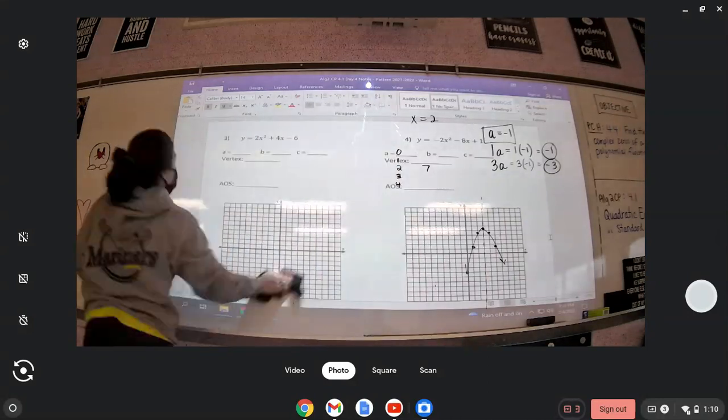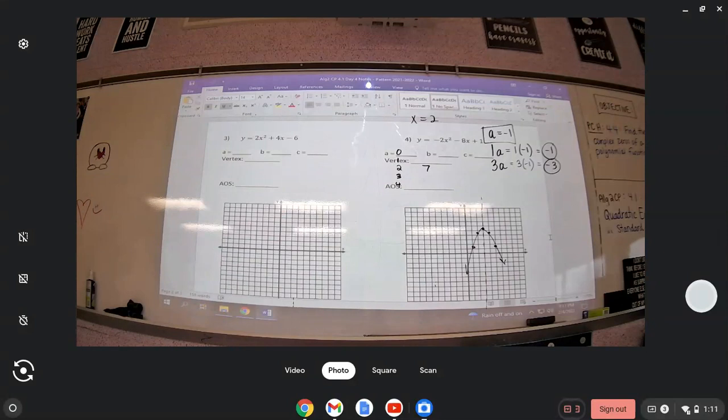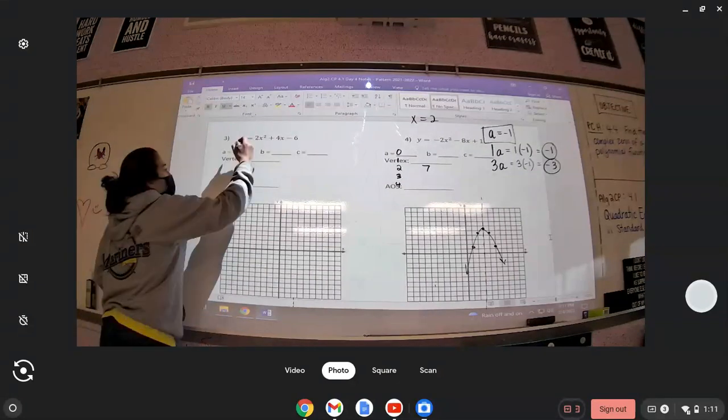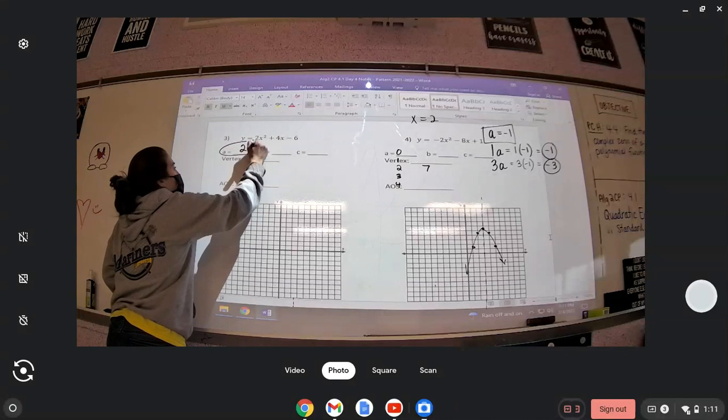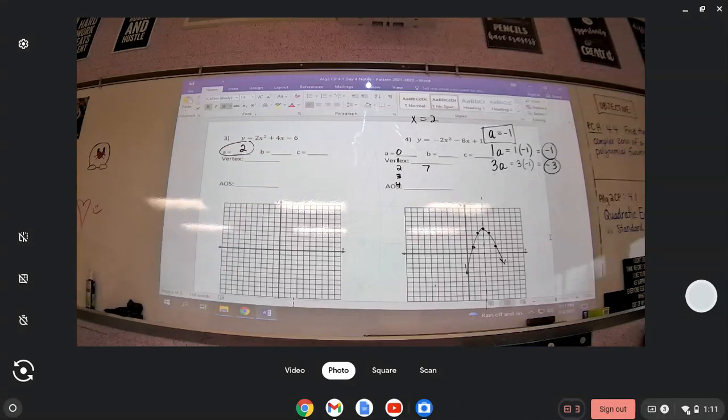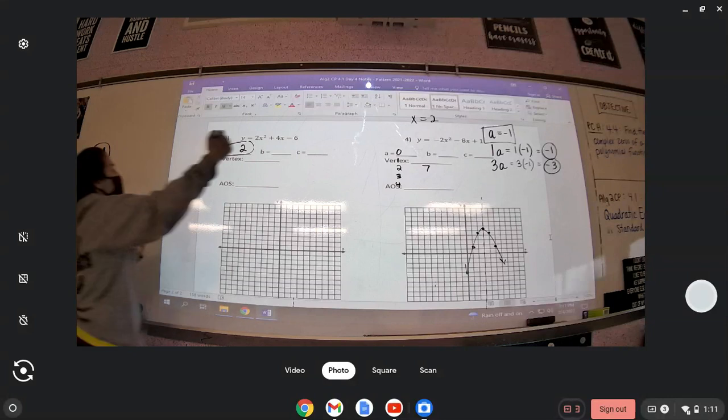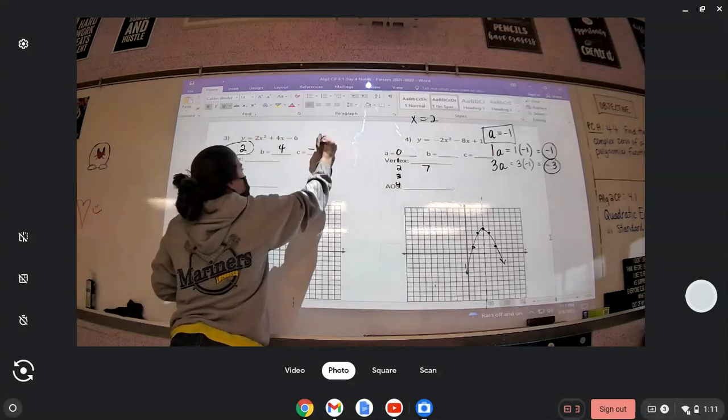Let's do 3. We have a quadratic equation in standard form. Who's A? 2. So that parabola is going to open how? Up or down? Up. We know it. That means your pattern numbers are going to be positive and you'll be jumping up. B is 4. C is negative 6.